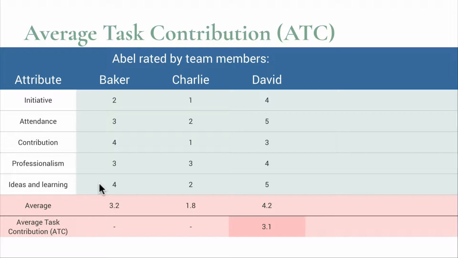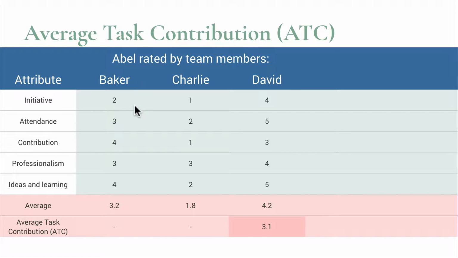Calculation of average task contribution. Here we see a team of 4 team members. In this case, team member Abel is rated by his other 3 team members, Baker, Charlie, and David. Abel has been rated against the 5 attributes which contribute to task contribution: initiative, attendance, contribution, and so on.